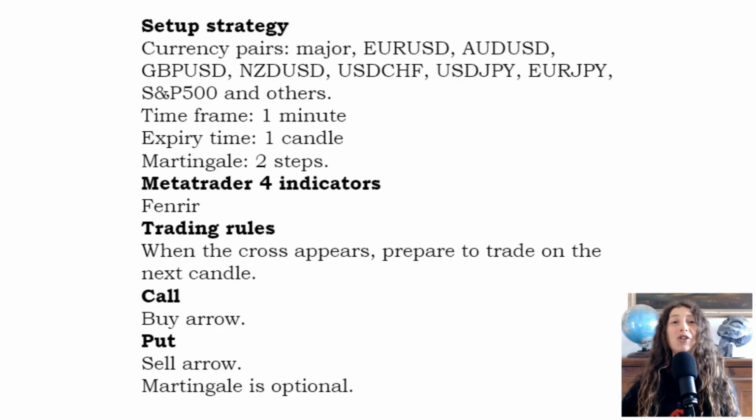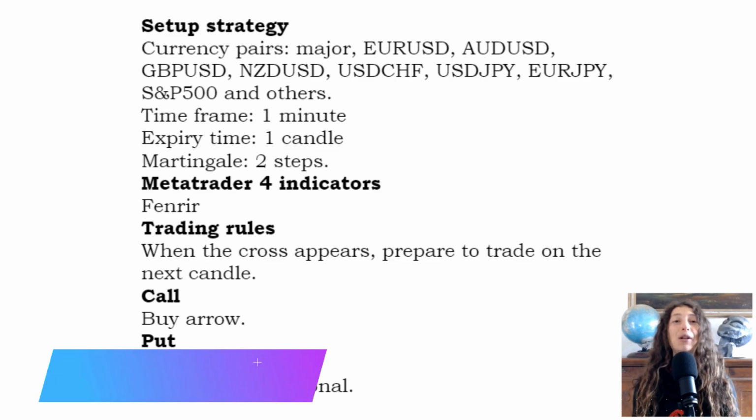Currency pairs, majors, EURUSD, AUDUSD, GBPUSD, NZDUSD, USDCHF, USDJPY, EURJPY, S&P 500 and others. Time frame 1 minute. Expiry time 1 candle. Martingale 2 step. MetaTrader 4 indicators. Fenrir. Trading rules: when the cross appears, prepare to trade to the next candle. Call, buy arrow, put, sell arrow. Martingale is optional. Examples of trades.